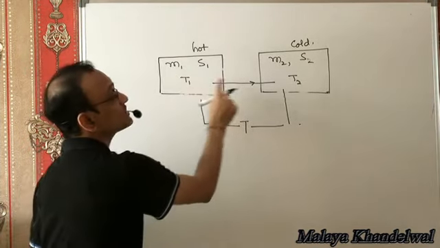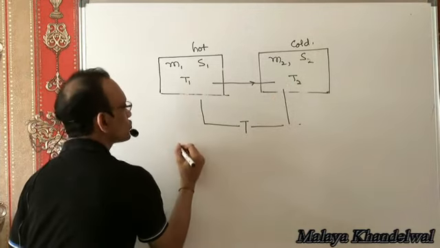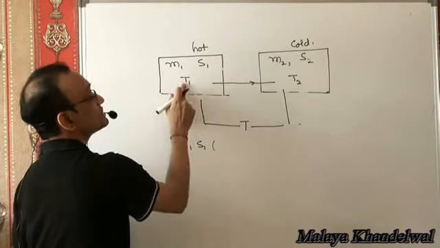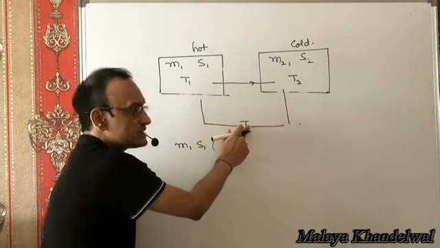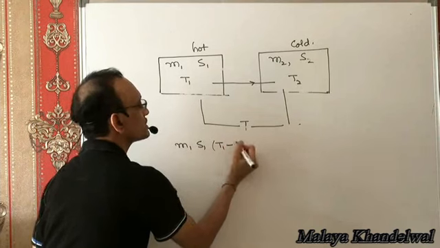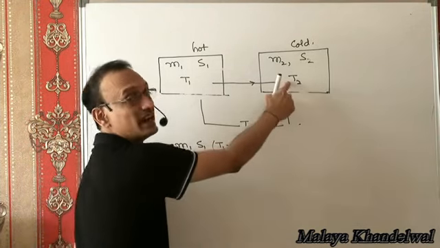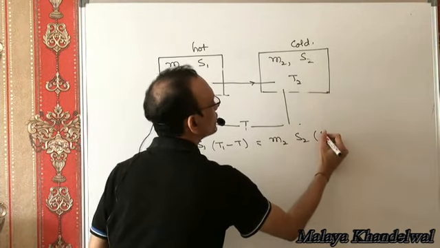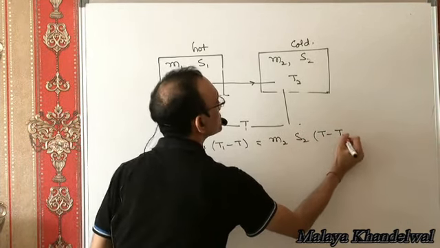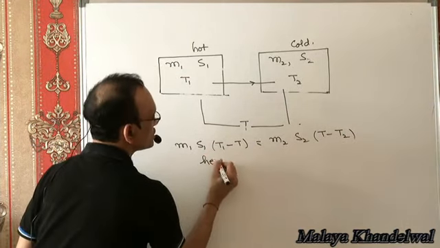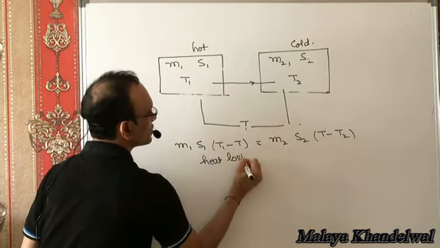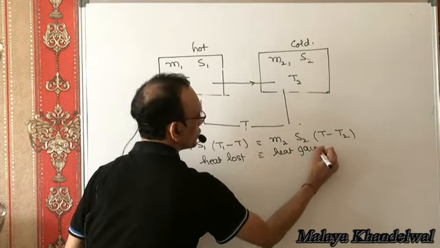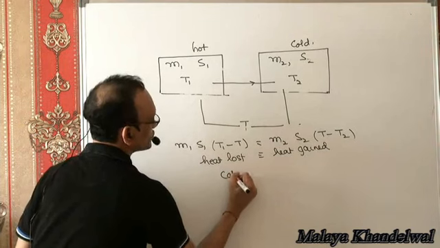So this would have lost heat, this would have gained heat. Heat lost by this is going to be what? Mass, specific heat, into change of temperature, T1 minus T, right? Its temperature would decrease. So m1 s1 into T1 minus T must be equal to heat gained by this, which is mass of this into specific heat of this into gain of temperature, T minus T2. That is, heat lost is heat gained. That's the principle of calorimetry.